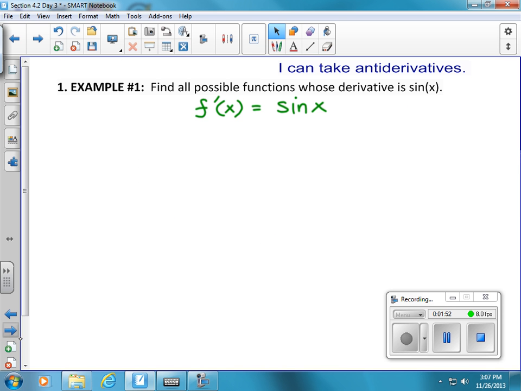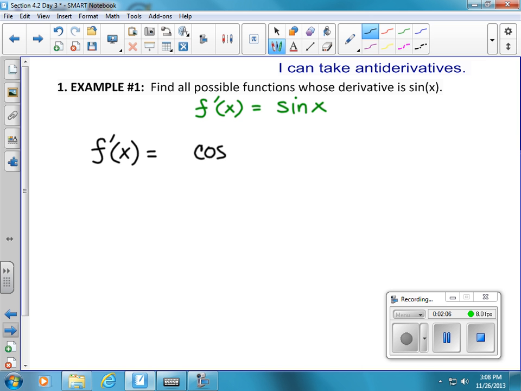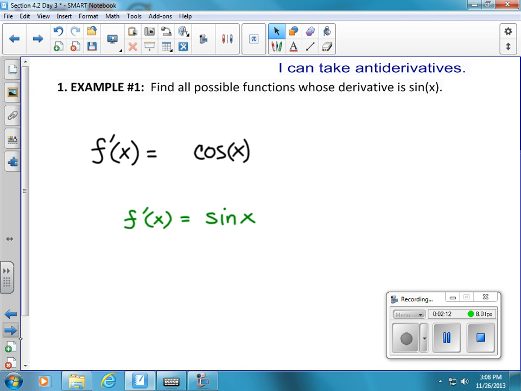So let's take a look at how we do this. Find all the possible functions where the derivative equals sine. Well, the function that gives us a derivative of sine is cosine. All right, so if we take the derivative of cosine, do we get sine? Actually, we get negative sine, right? So our function would actually be negative cosine. I don't need to write this derivative, it should just be f of x. Our function, which we take the derivative of, we get sine, right?